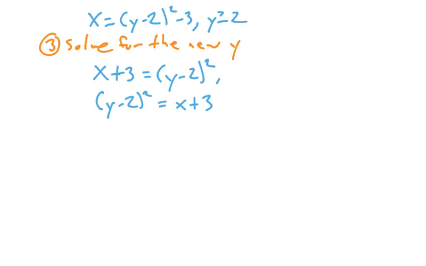Oh, and you know what? As I do this, I do not want to forget this restriction. So at each step, I want to write down a reminder that y is restricted to be greater than or equal to 2. I think this step, the way I rewrote it, might make it easier to think about what you might do. You want to get rid of the square.